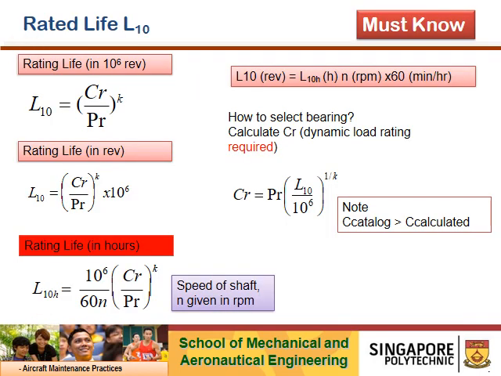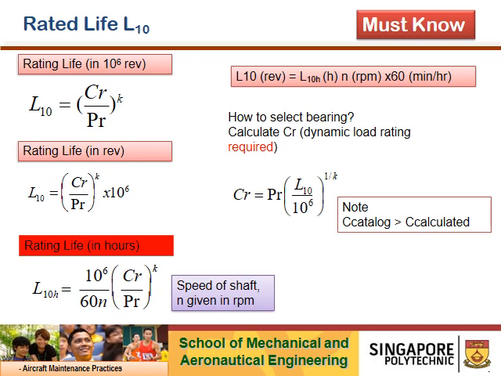So these slides. Okay, so L10 you must know, and we will always use this. There are two methods to calculate your L10 and obtain your CR and select the appropriate bearing. One is through this equation, the other one is the nomograph. So we will have examples running through using these two method approaches, nomograph or equation.